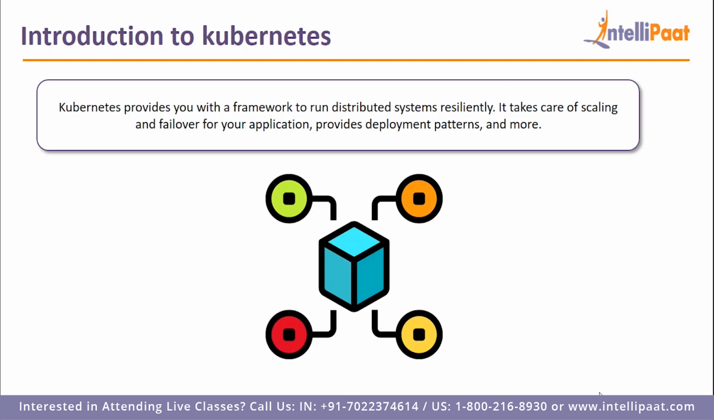What Kubernetes basically does is provide you with a framework to run your distributed systems very resiliently. It takes care of all the scaling that you have to do. By scaling, I mean if you have, let's say, 3 replicas of a pod, we'll discuss pods later, you can make it 4, 5, 6, 7 or bring it down depending on your needs. And if there is a failover for your application, it can rebuild it if required. It also gives you a deployment pattern.